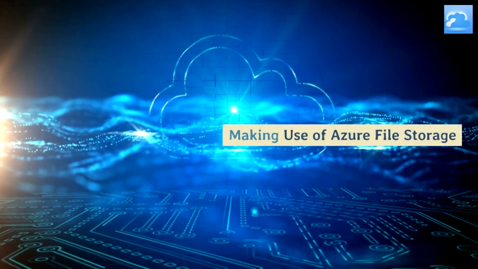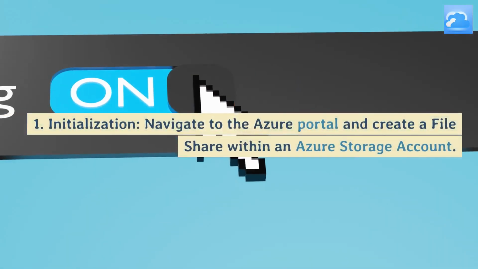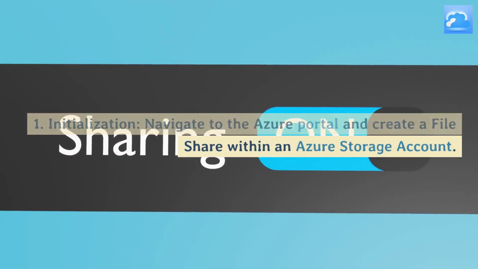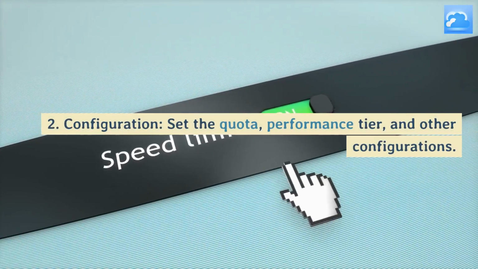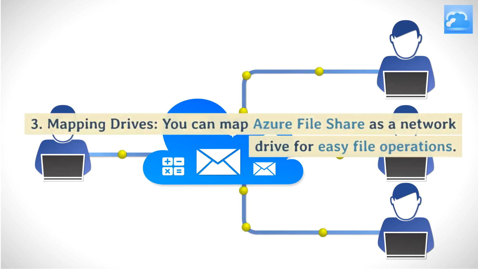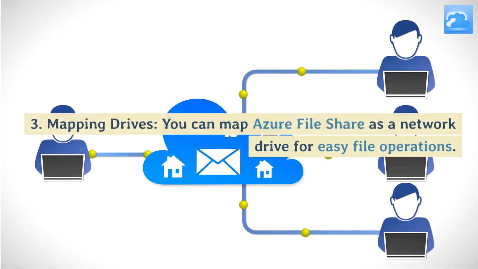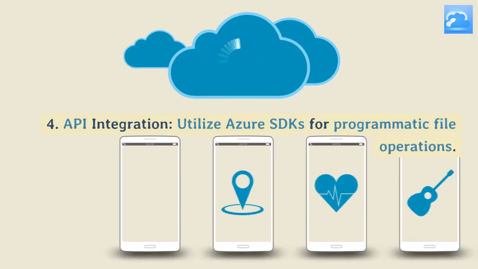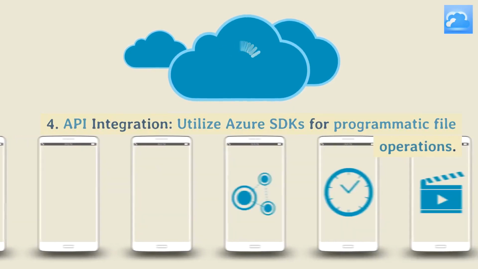Making use of Azure File Storage. 1. Initialization. Navigate to the Azure portal and create a file share within an Azure storage account. 2. Configuration. Set the quota, performance tier, and other configurations. 3. Mapping drives. You can map Azure file share as a network drive for easy file operations. 4. API integration. Utilize Azure SDKs for programmatic file operations.